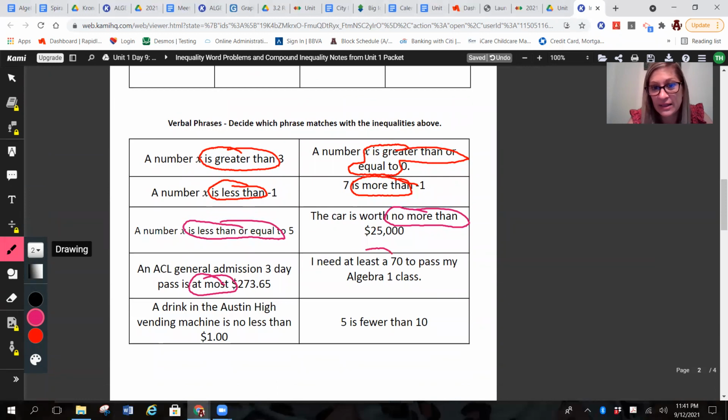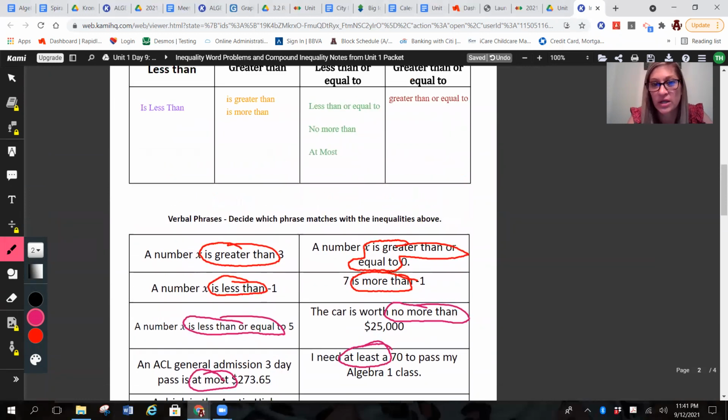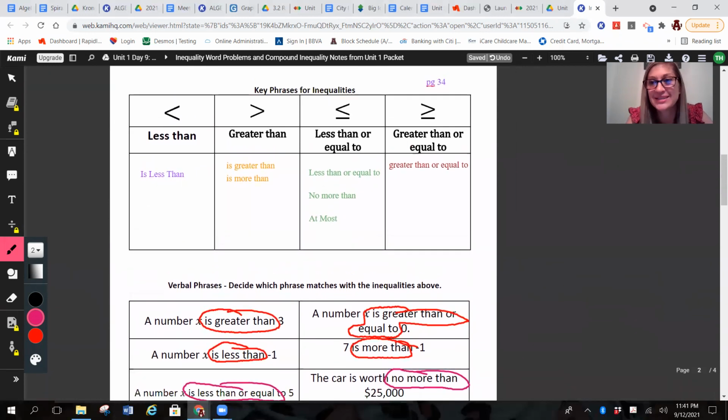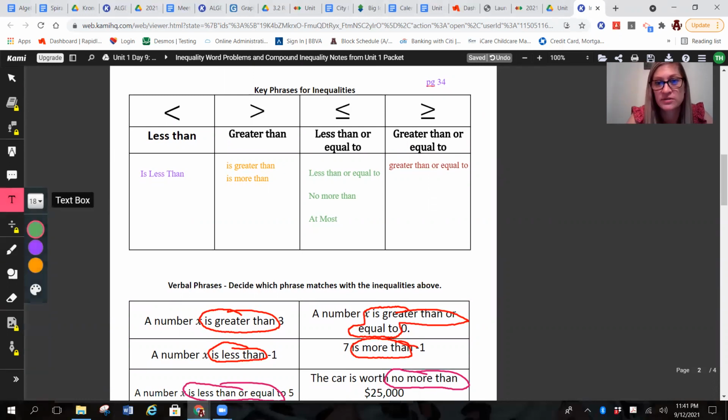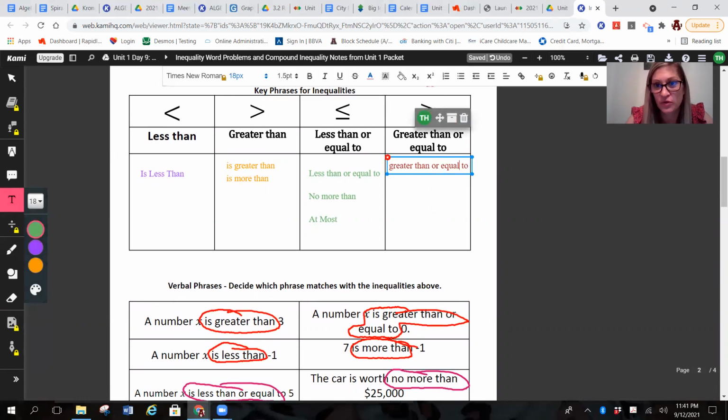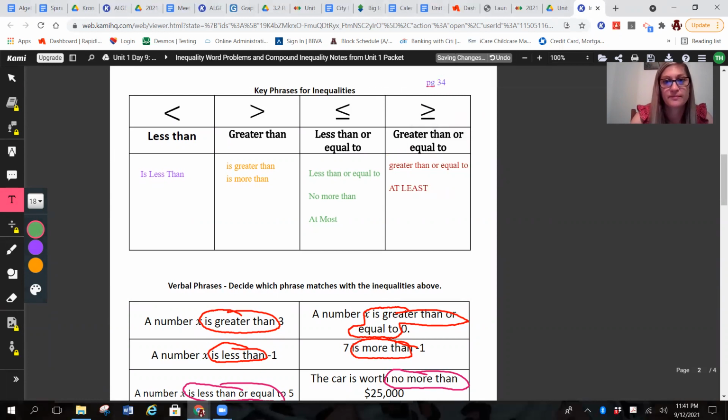I need at least a 70 to pass the Algebra 1 class. So at least a 70 says it's a minimum of 70. Anything higher also works. So this is an example of greater than or equal to is at least.